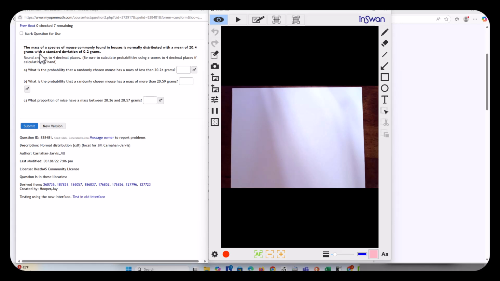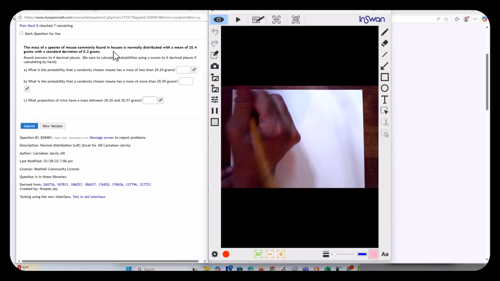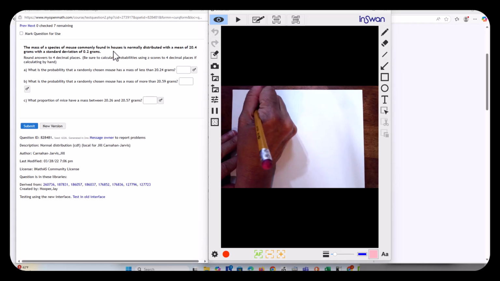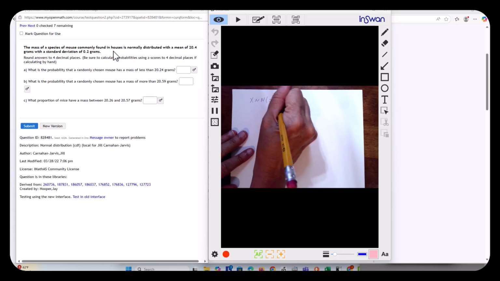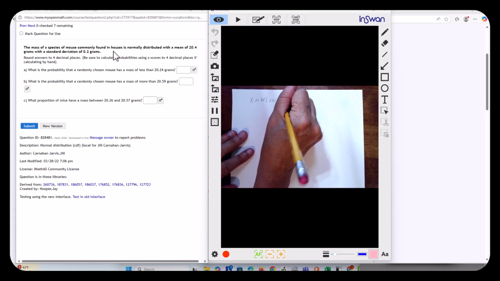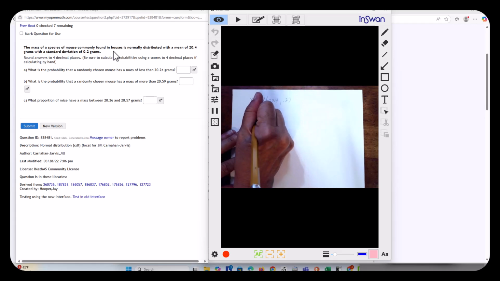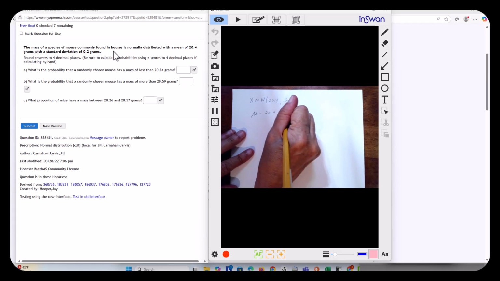Okay, we're given that the mass of a species of mouse commonly found in houses is normally distributed. So X is normally distributed with a mean of 20.4 and a standard deviation of 0.2. And I always like to write these out here too.